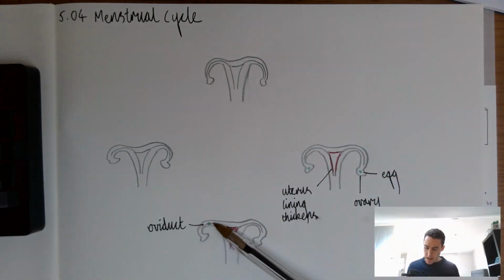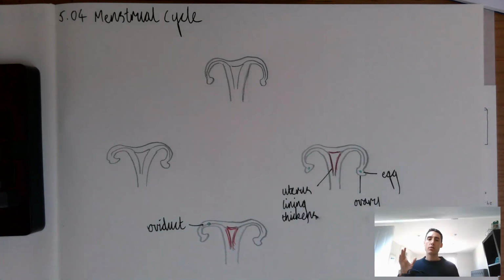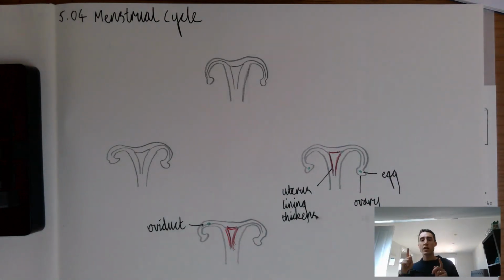Now, if the egg is not fertilized, and it's important that we stress this, fertilization will happen in the oviduct, but if that doesn't happen, then the cycle continues. And what we're going to see in a later lesson is what happens if fertilization does occur, and that is a fork in the road for the female reproductive system. But for now, we need to emphasize to students that what we're going to talk about next in the menstrual cycle is what happens if fertilization does not occur.